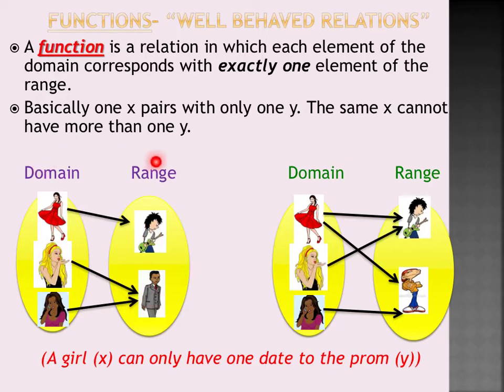So over here, this is a function because every girl is only going with one guy. Every x is paired with only one y value. Now over here on the right, you can see that the lady in red actually has 2 dates. So this is not going to be a function. Okay, so the relation on the left here is a function and the relation on the right is not. So please make sure that you do not confuse the y values being paired with more than one x. That's okay. It's just for every x, only one y.